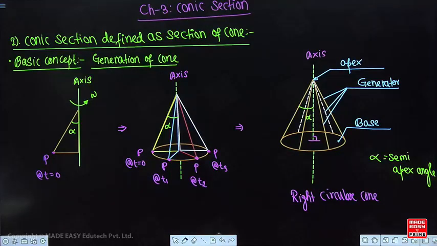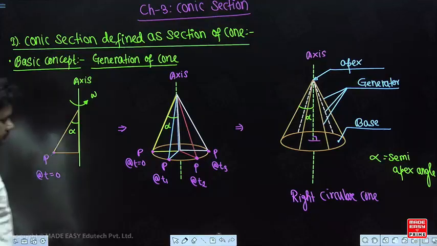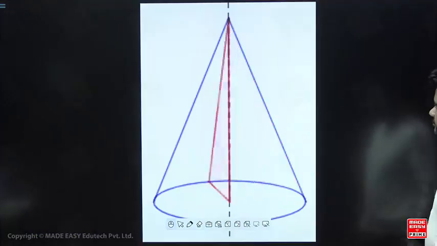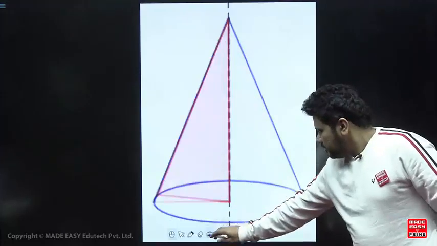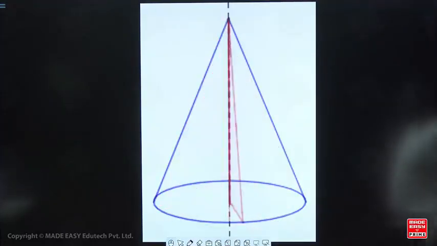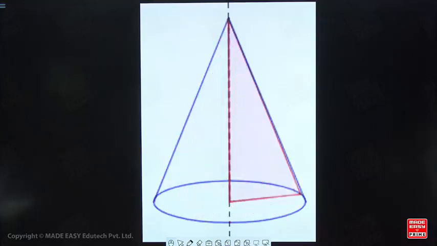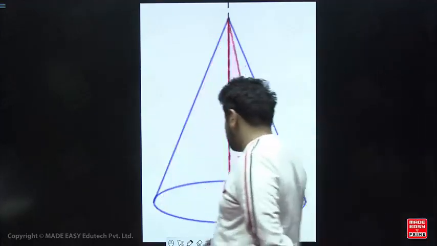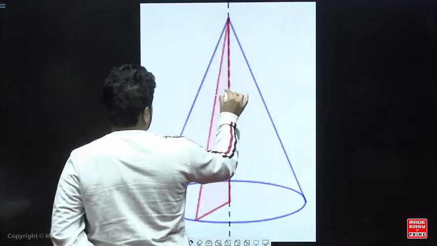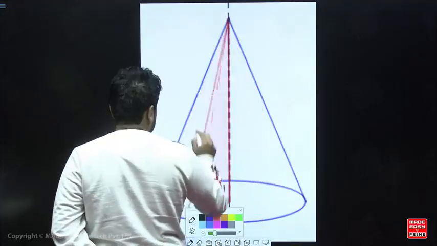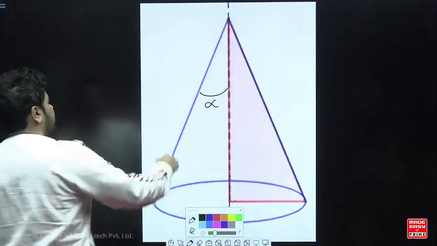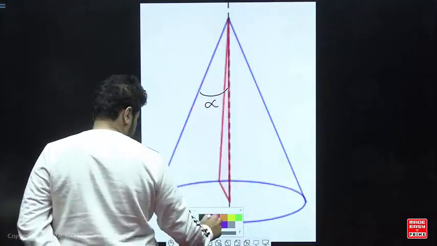So done everyone? Now see. See, this is how a cone is basically formed, isn't it? So when a triangular plane rotates at a certain angular speed, what you can see is, let me change the color, what is this angle? Alpha, isn't it? So this alpha is called the semi-apex angle, right?